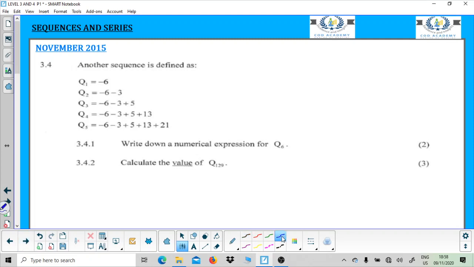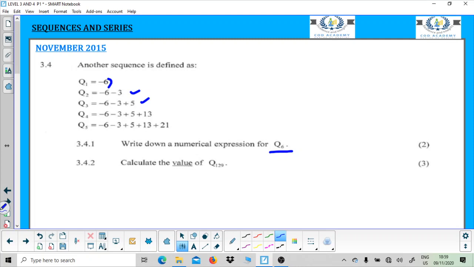Actually, we can say this one was more like a level 2 sum, but let's see what's what. So you were supposed to write down the numerical value of an expression for Q6. You were supposed to notice what's happening first. So everything has got that -6, wherever it came from, we are not very sure. And then for the first one, you're adding -3. And then the next thing, you add +5 to that sum and carrying on like that.